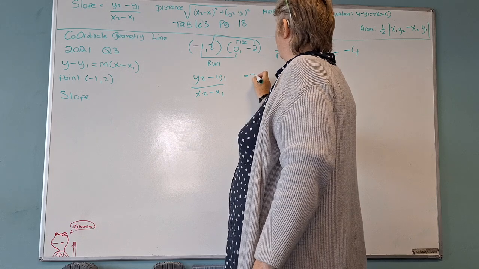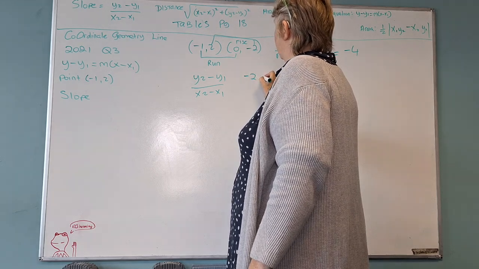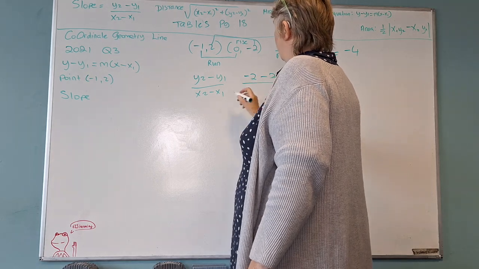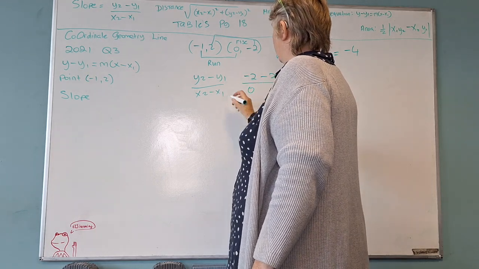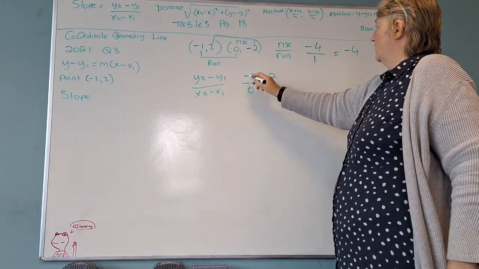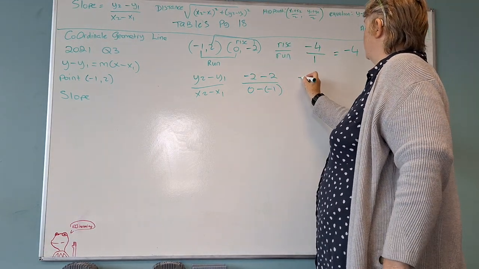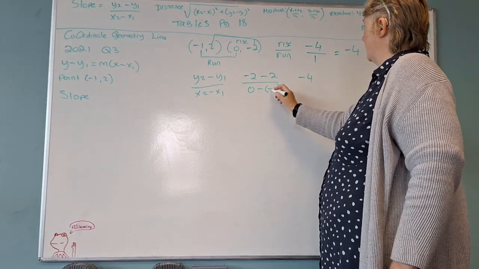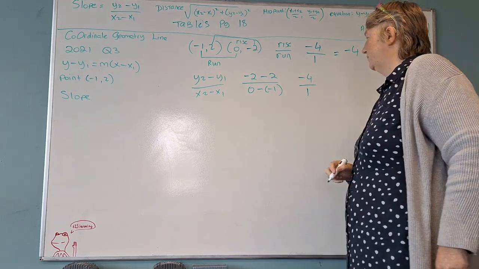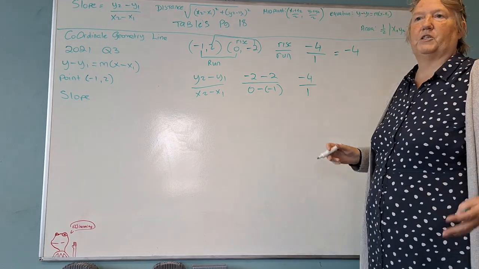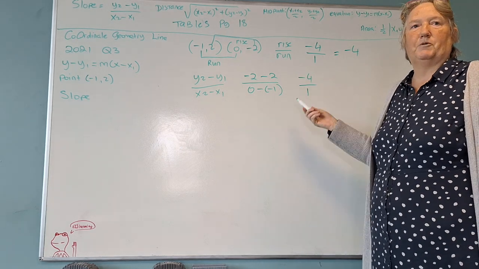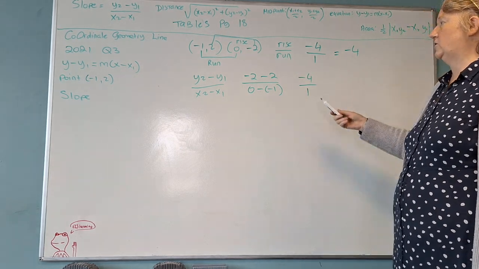Y2 is minus 2 over x2 is 0 minus 1. So minus 2 gives you minus 4, and minus by minus is plus 1. Okay, same answer, whichever way works for you to get it. I personally prefer doing that, but you will have the formulas, so you can do it that way.